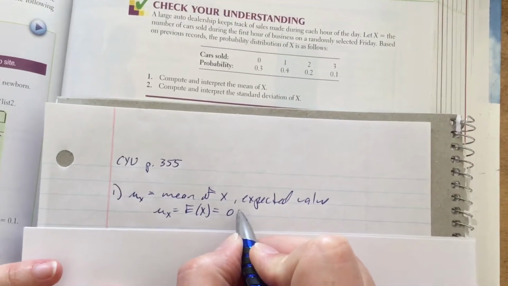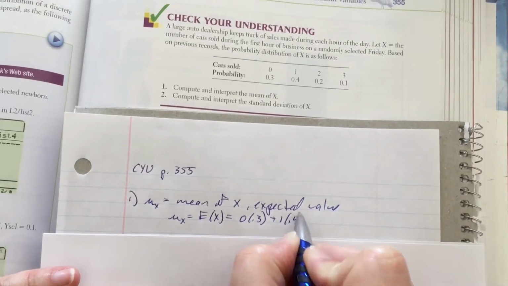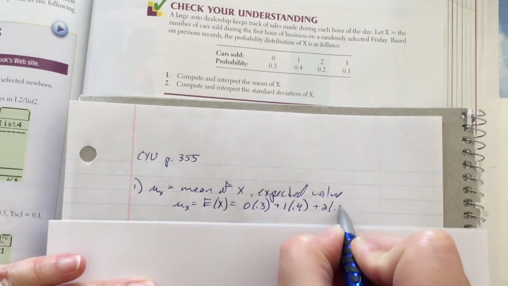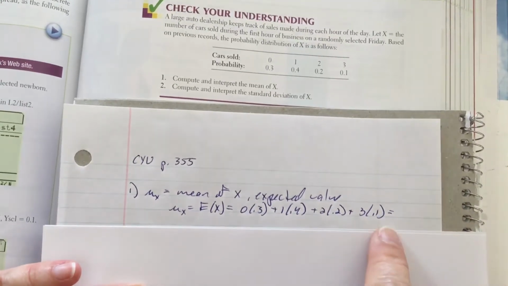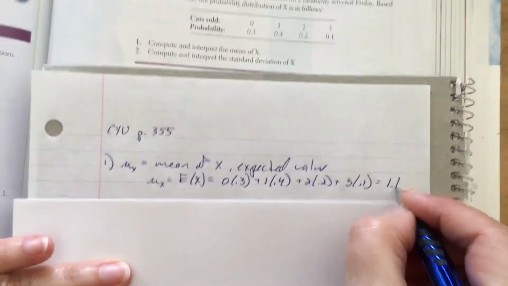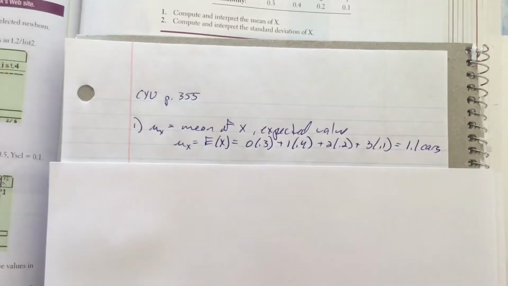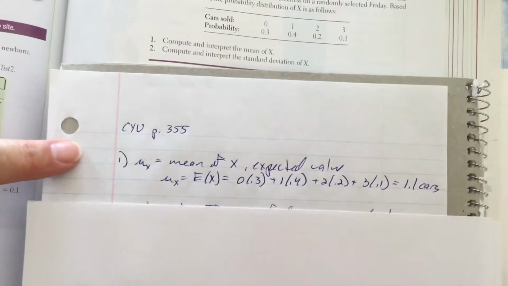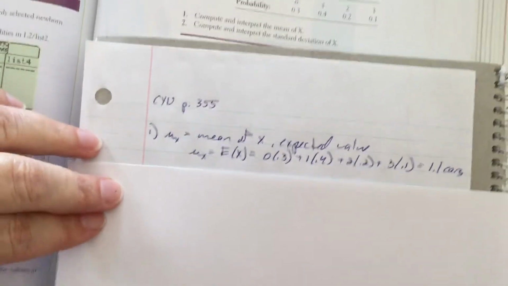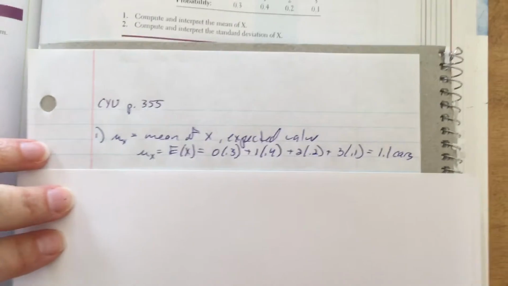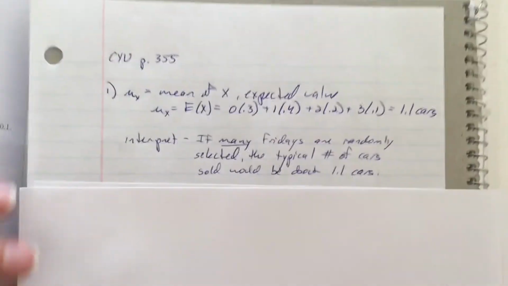So cars sold is 0, you have a 30% chance of that. 1 car, you have a 40% chance. 2 cars, a 20% chance. And 3 cars, a 10% chance. Throw that in the calculator and you get 1.1 cars. Now, actually, let's interpret it real quick. If many Fridays are randomly selected, the typical number of cars sold would be about 1.1 cars. Okay, so that's my interpretation.